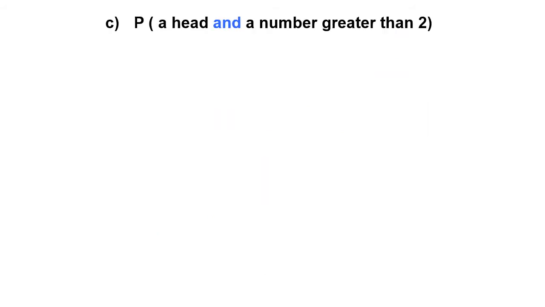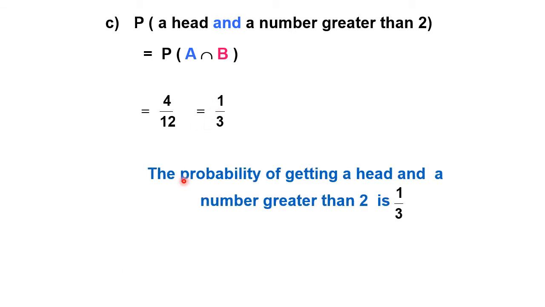Right, next for question C, there is a head and, which is the intersection. So the intersection, we notice that the intersect is 4, right? Head and also greater than 2. So we have 4 outcomes. So 4 over 12 is basically 1 over 3, right? And again, we don't need to write down this statement here. So just A intersect B, 1 over 3 is enough, okay?